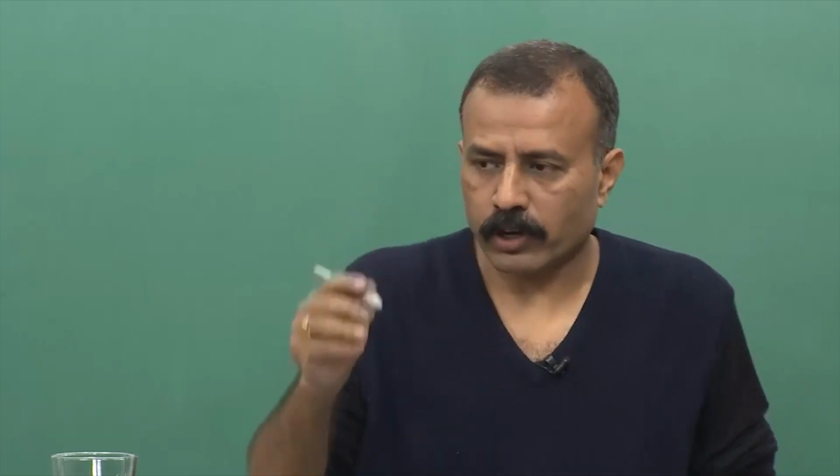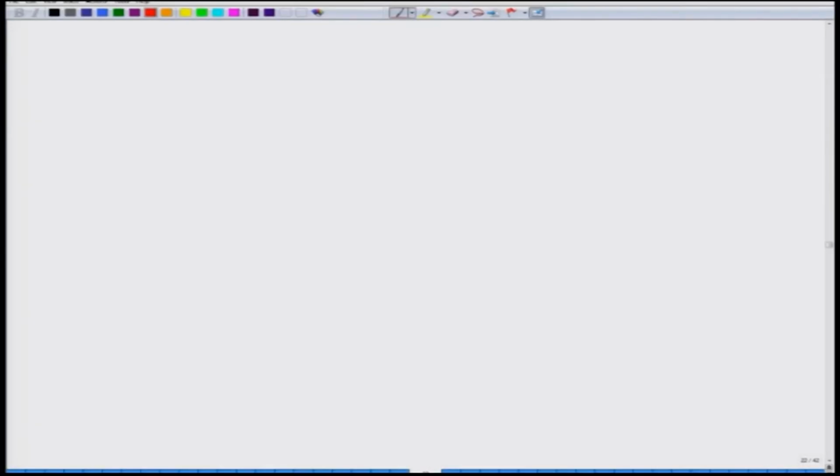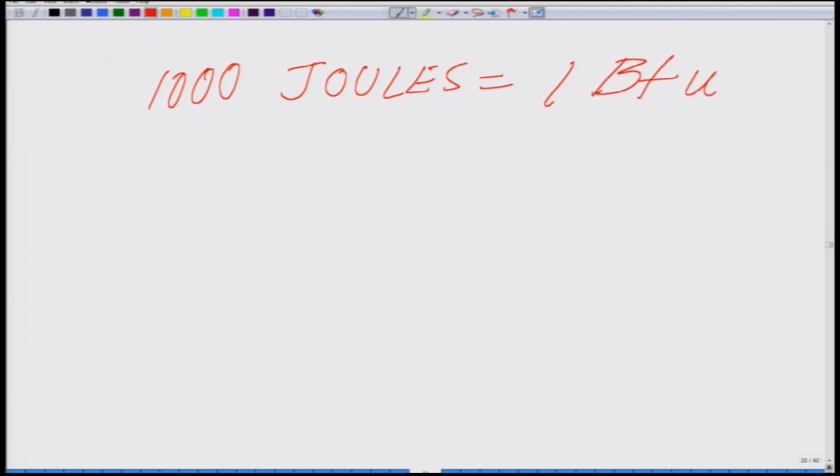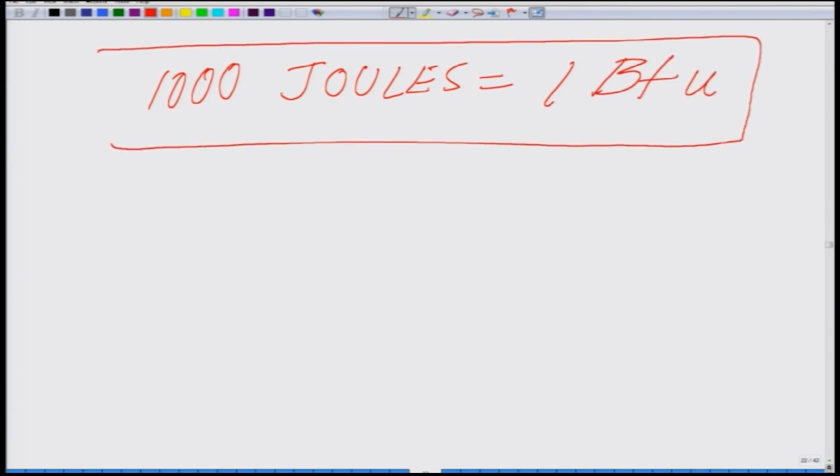So, 1000 joules is equal to 1 BTU, British thermal unit, and these few tables are very essential for you to remember. That will help you to understand many things. 1000 joules is also equal to 1 kilojoule, because 1000 joules is equal to 1 kilojoule, which is equal to 1 BTU.